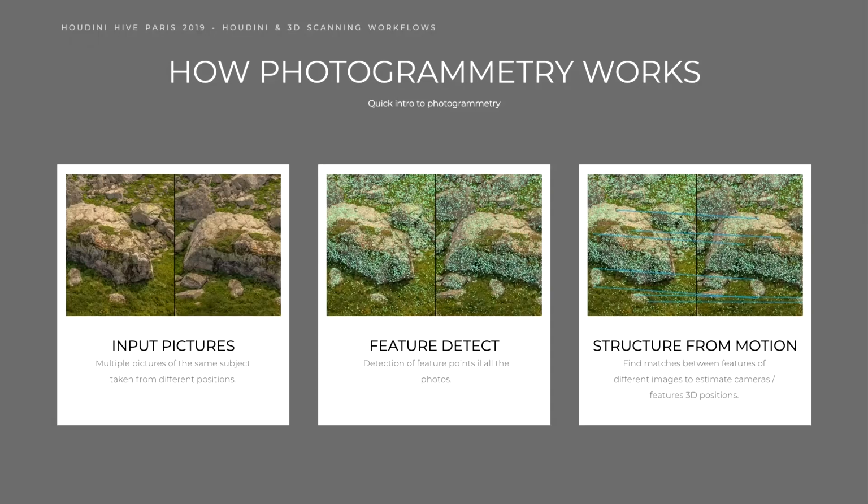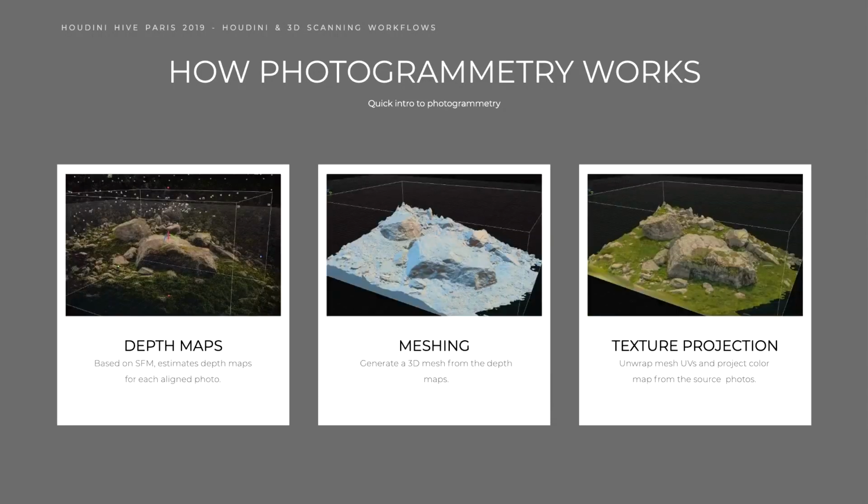So, okay, how photogrammetry works. I'm pretty sure a lot of you already know how that works, but just as a quick reminder, you need to have multiple pictures of the same subject, shot from different angles. The first step is feature detection, so the software tries to find interesting points in the pictures. After that, you have the structure from motion, so it tries to find matches between the features from all your images. And from these matches, it can estimate camera and feature positions.